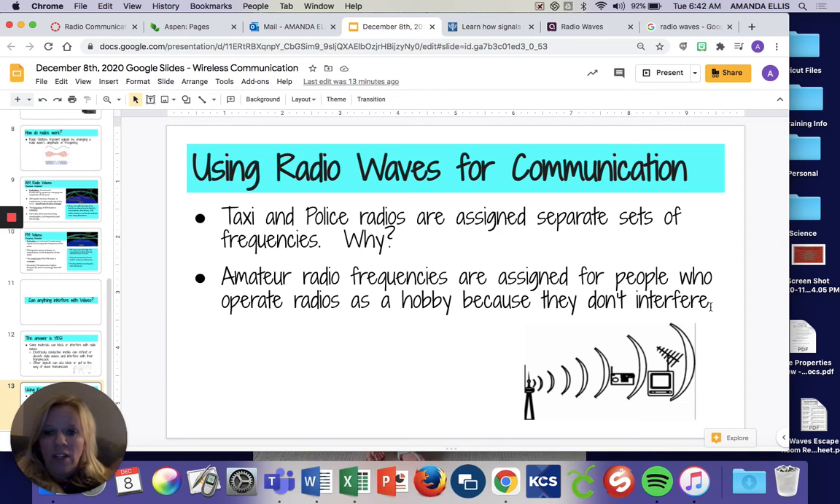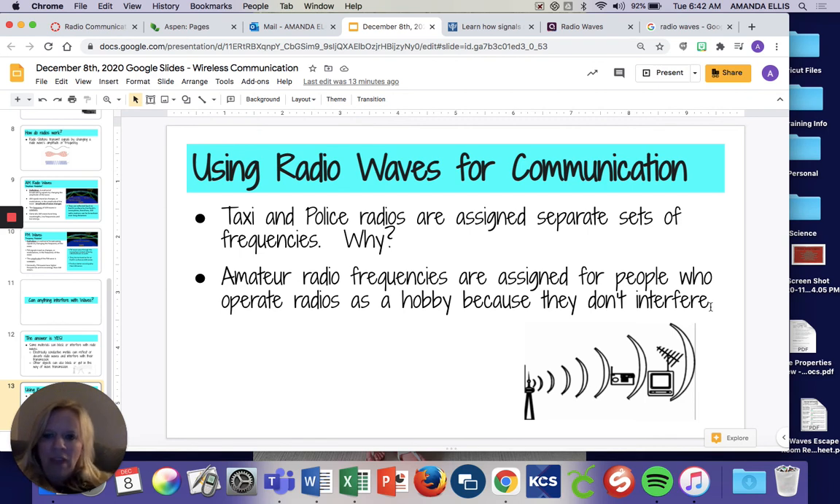Police radios need to be more private, so that they're not interfering with other people. Police radios need their information kept confidential. You wouldn't want that information being leaked somehow to someone else. Taxis, same thing. If they're picking up people and they're getting calls in, they don't want to get their lines crossed because that can mess up knowing who to pick up and where to go, those kinds of things.